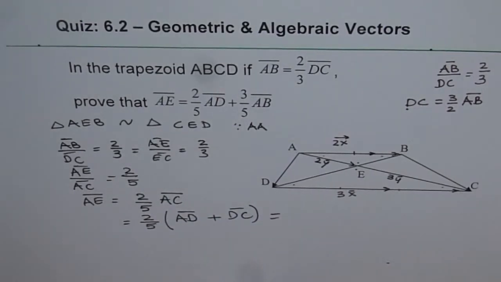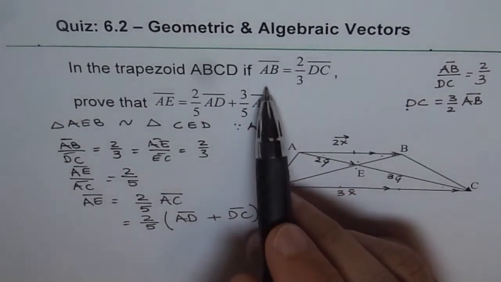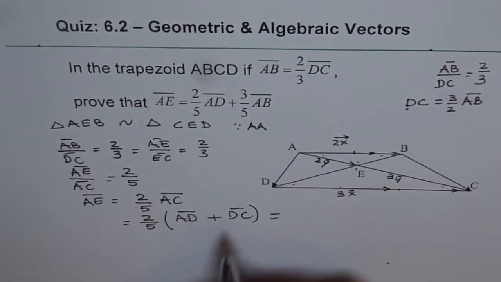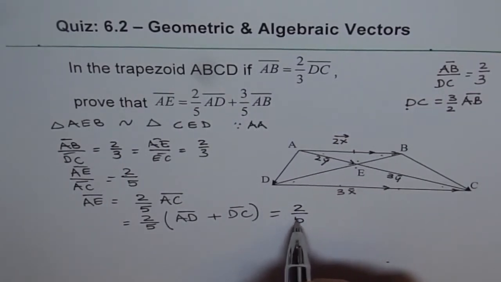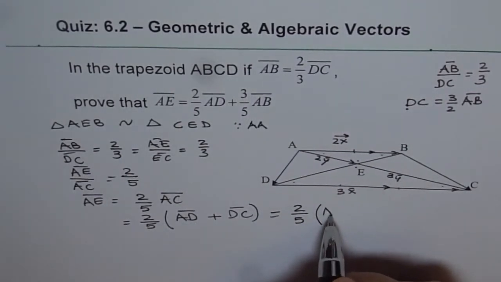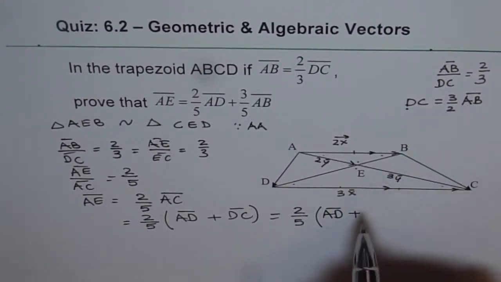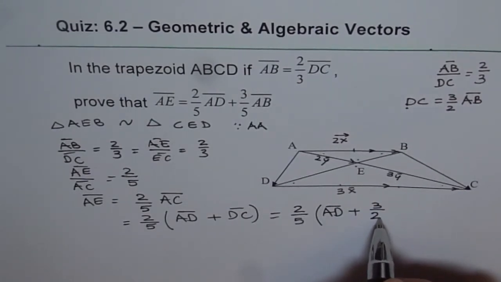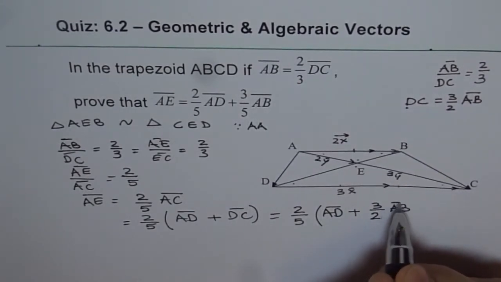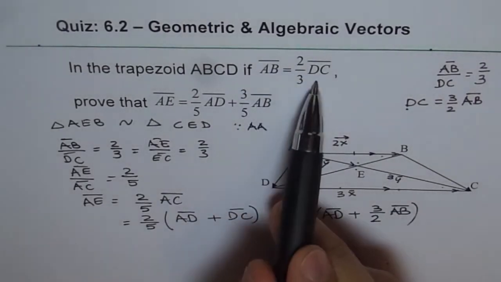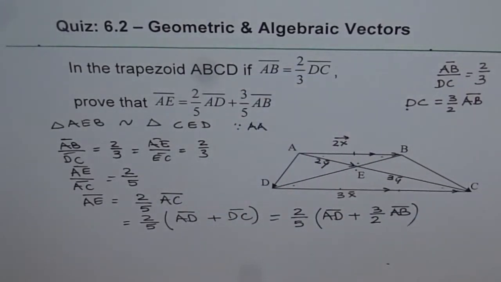Correct? Now, what do we need to prove? We have 2 over 5 of AD, but we want something in terms of AB, not DC. This is how you have to see while solving. Now we know DC is 3 over 2 of AB, as we wrote here. So we can rewrite DC. So we get this as 2 over 5 of AD plus DC can be written as 3 over 2 of AB. That is given to us. Right? So that is what we get.